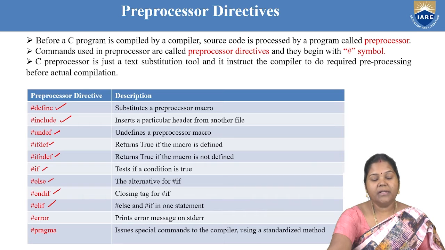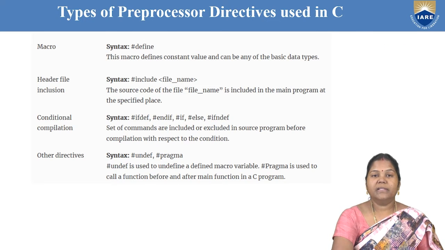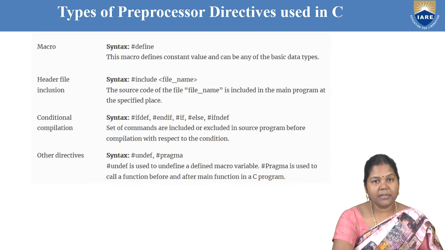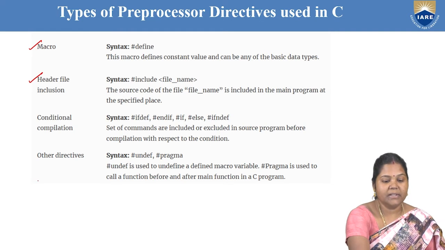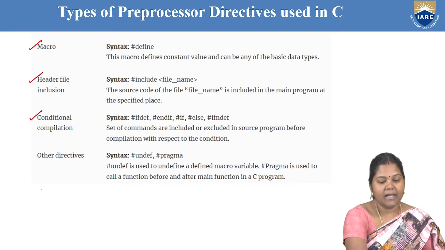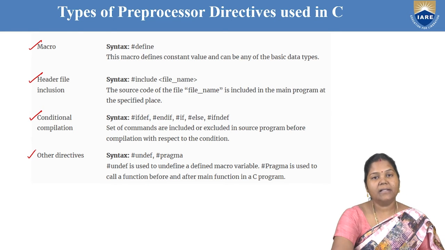So, these are the commonly used preprocessor directives we have discussed. Now we will discuss the types of preprocessor directives used in C language. All the preprocessor directives are categorized into four types: the first is macros, the second is header file inclusion, the third is conditional compilation, and the fourth is other directives, or miscellaneous directives.